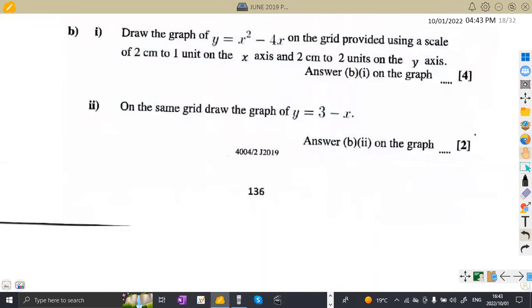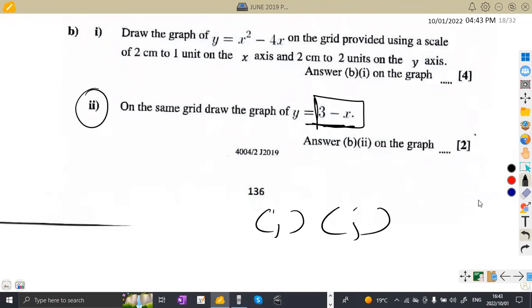Okay, so anyways, on the item 2, on the same grid, draw the graph of y is equal to 3 minus x. What type of graph is this? A straight line. So y is equal to 3 minus x, a straight line. So this one you can even use double intercept. You just have 2 points. Remember your double intercept, guys. When x is equal to 0, you find the value of y. You do the same when y is equal to 0, find the value of x.